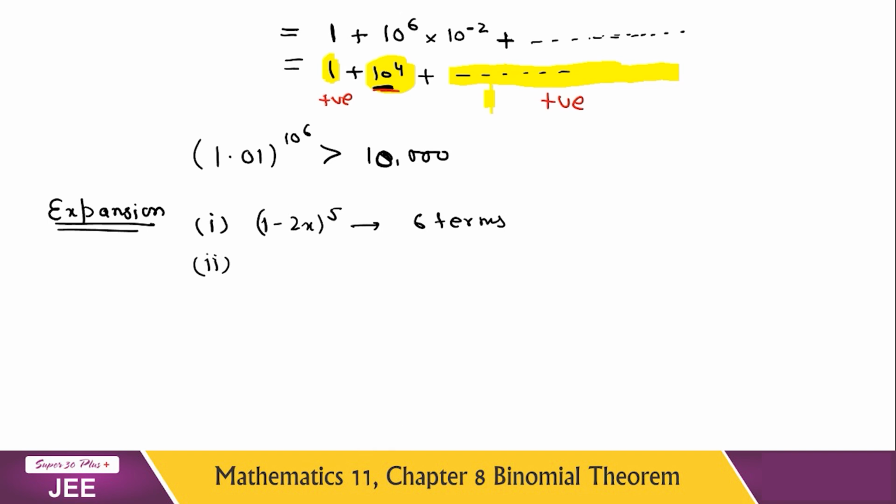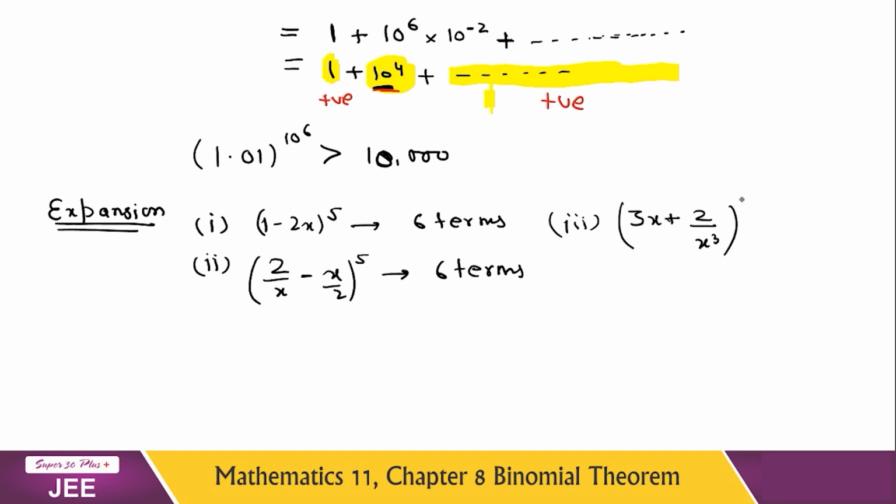Then (2/x minus x/2) raised to the power 5. Again, how many terms will be there in this expansion? Again, we will be having 6 terms. And you can take one more: (3x plus 2/x cubed) raised to the power 6. How many terms will be there? There will be 7 terms in this expansion. So just try to do these problems for your practice on your own.